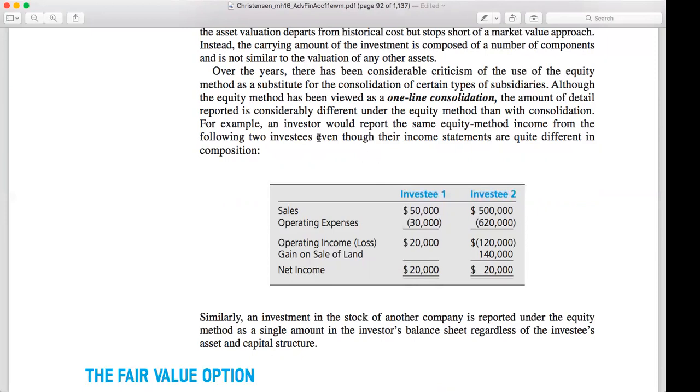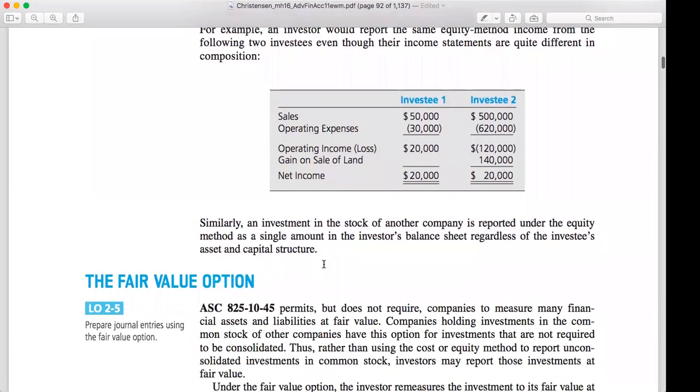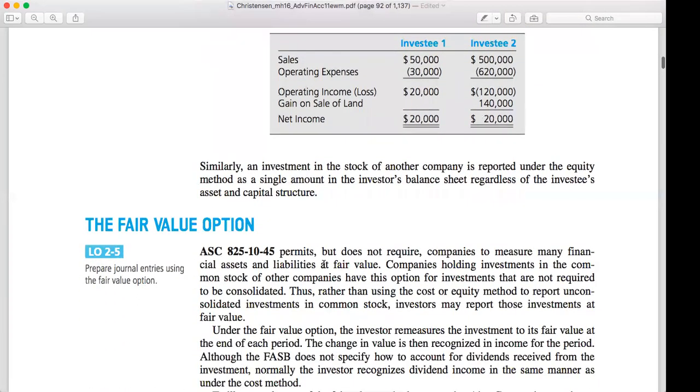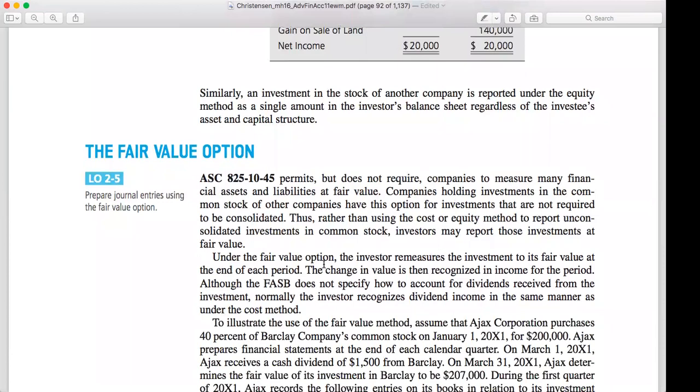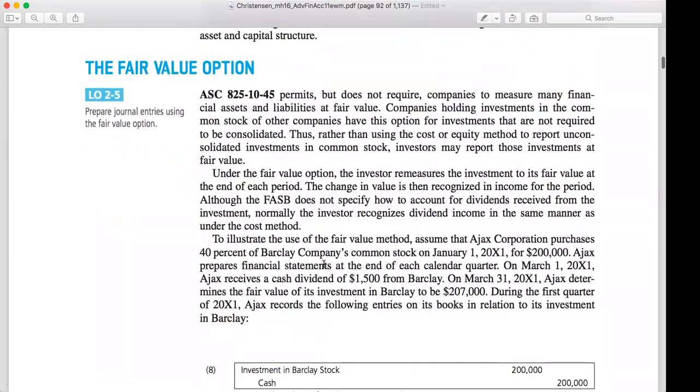So in this one, the investor will report the same equity method income from the following two investees, right? So investee one had sales of 50,000, and there is an income and loss in here. There is a gain on sale. So the investment in another company is reported under the equity method as a single amount in the balance sheet itself. Okay. Right. So next, the focus is how we can prepare the journal entries using the fair value option.